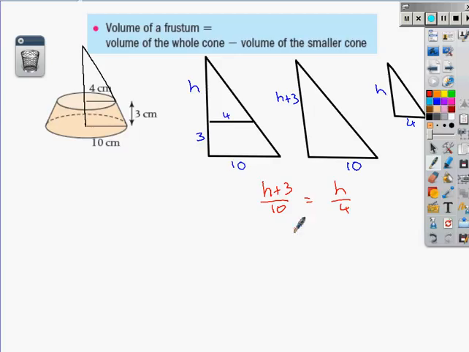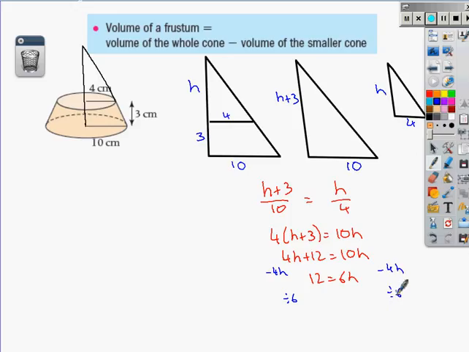Now cross multiply here to find we get 4 times (h plus 3) is equal to 10h, and expand the bracket to try and solve it, so we get 4h plus 12 is equal to 10h. Now we want to solve this, so let's take away 4h from both sides to find that we get 12 is equal to 6h, and now we're going to divide both sides by 6, and we find that h is equal to 2. So that's the height of my smaller cone. So the height of my larger cone will be 5, and the height of my smaller cone will be 2. Now check that. That makes sense because 10 divided by 5 is the same as 4 divided by 2. So they're in exactly the same proportion.